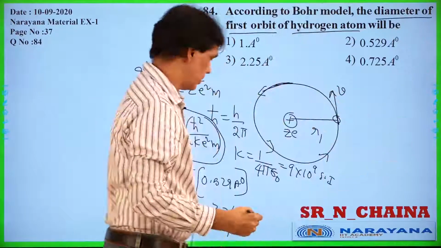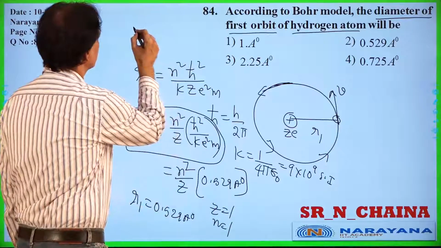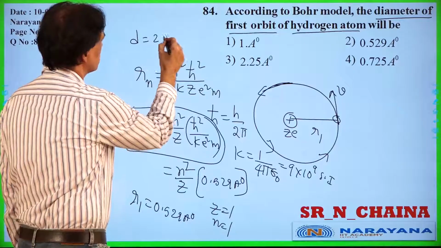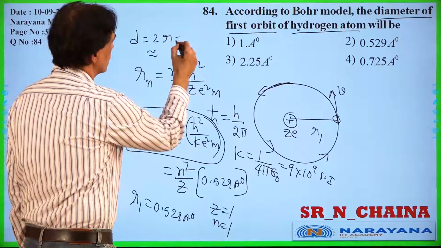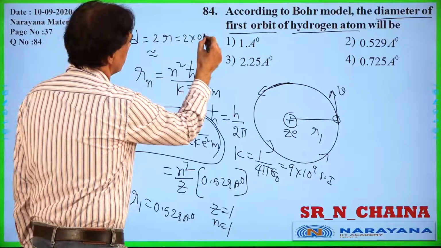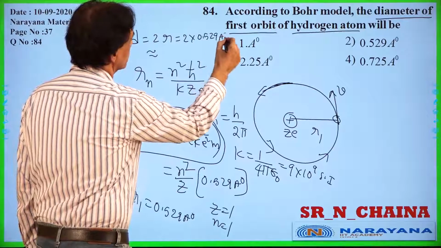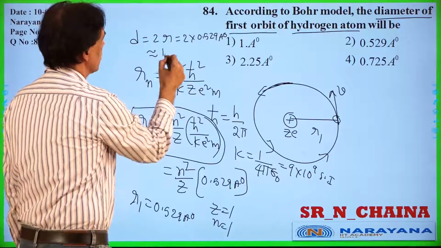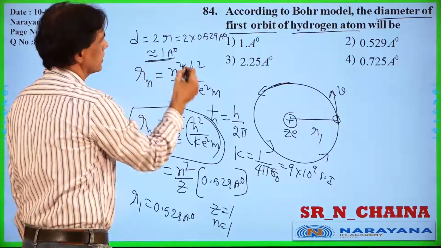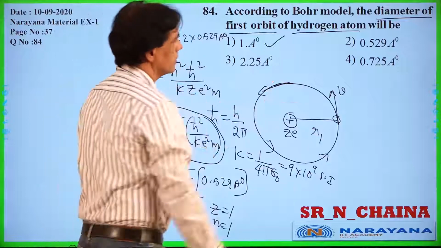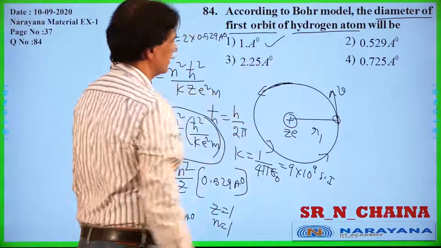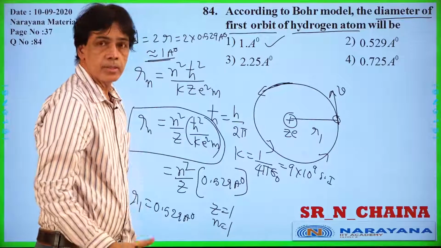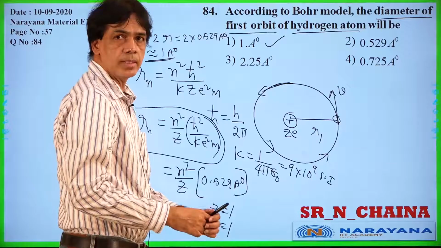Diameter, say D, is nothing but 2 times R. So it is 2 times of 0.529 angstrom units, which is nearly 1 angstrom unit. So this is the correct answer. This is radius, whereas this is diameter. Hope it is clear. Let's see the next question.